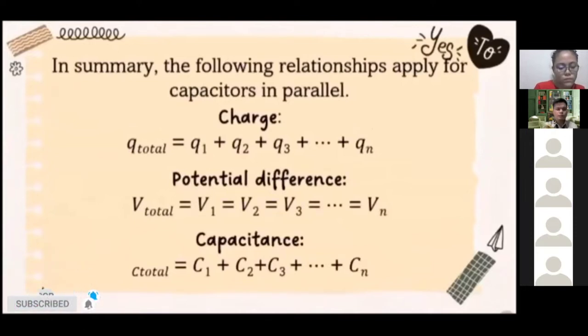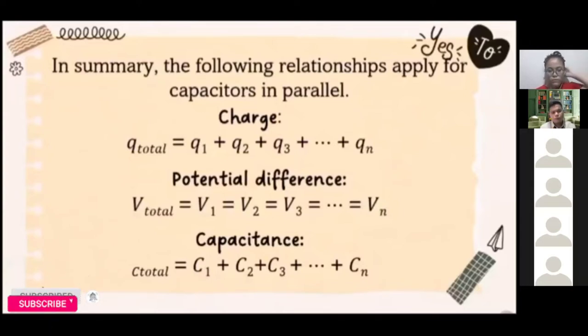In summary, the following relationships apply for capacitors in parallel, whereas in charge, Q total is equal to Q1 plus Q2 plus Q3 and so on and so forth. The letter Q represents the efficiency of a given capacitor in terms of energy losses. For the potential energy, V total or total voltage is equal to V1 equal to V2 equal to V3 and so on and so forth.